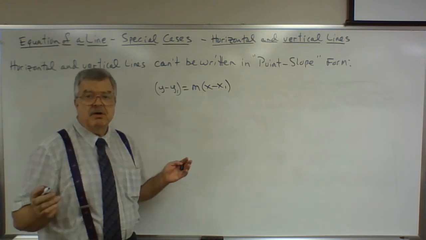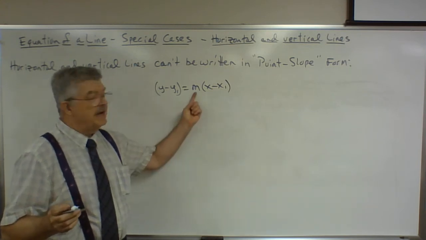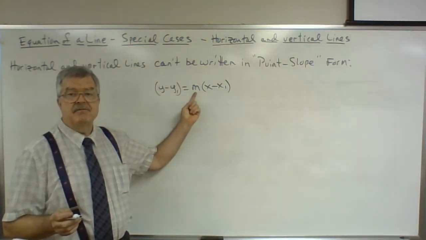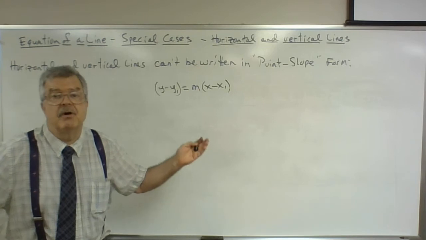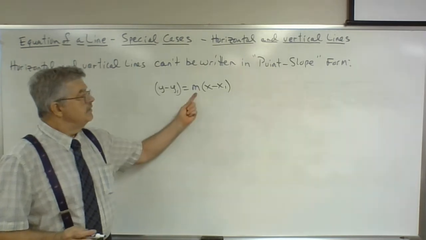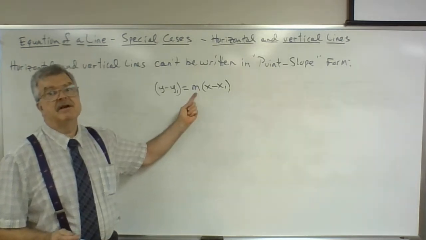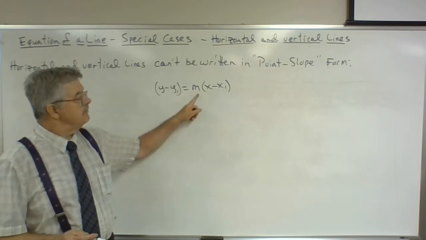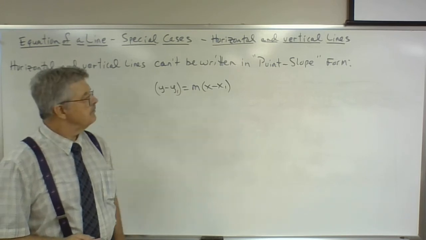Things look okay until we decide to plug in some number for m. And since we have a vertical line, there is no slope. It's undefined. So what on earth do we plug in here for m? There's nothing we can plug in for m to make this thing work.